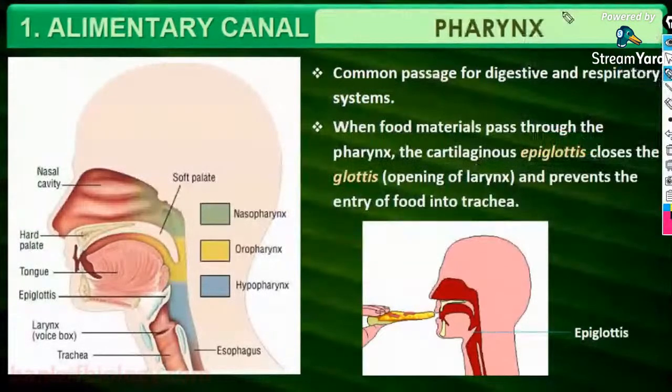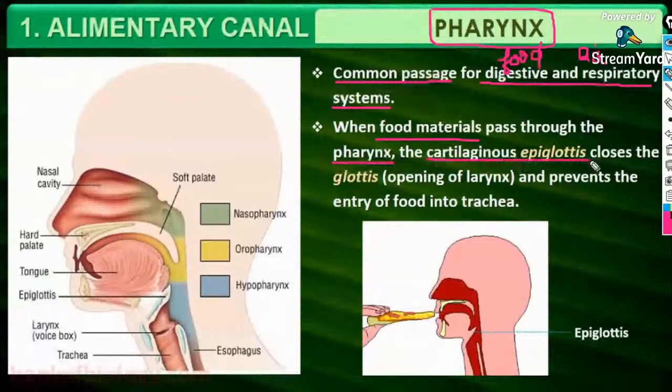In today's class, we will be discussing the pharynx. This is just an introduction, or a brief description, of all the organs associated with the digestive system. Pharynx is the common passage for the digestive and respiratory systems, that is, a common passage for food and air. When food material passes through the pharynx, the cartilaginous epiglottis closes the glottis. The opening of the larynx is called the glottis.